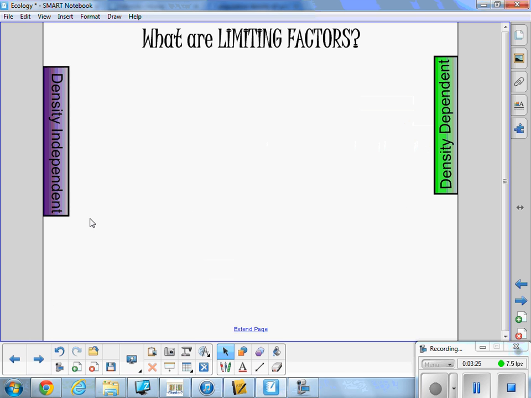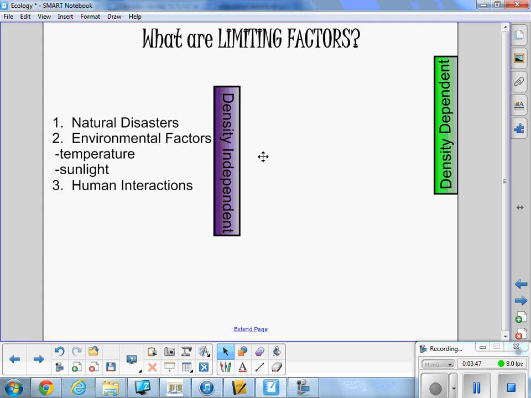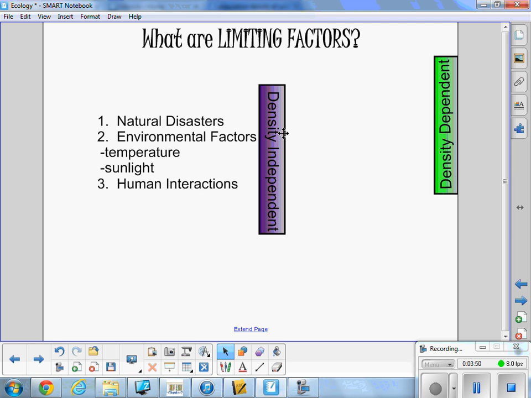All right, so I discussed carrying capacity and that there are things that can limit the growth of a population, and so the population will meet carrying capacity. Well, there's actually two different categories of limiting factors. There's density-independent limiting factors and density-dependent limiting factors. So let's look at both of them. A density-independent limiting factor is not going to take into account population density. It's going to limit the population no matter what the size of the population or how dense it is.